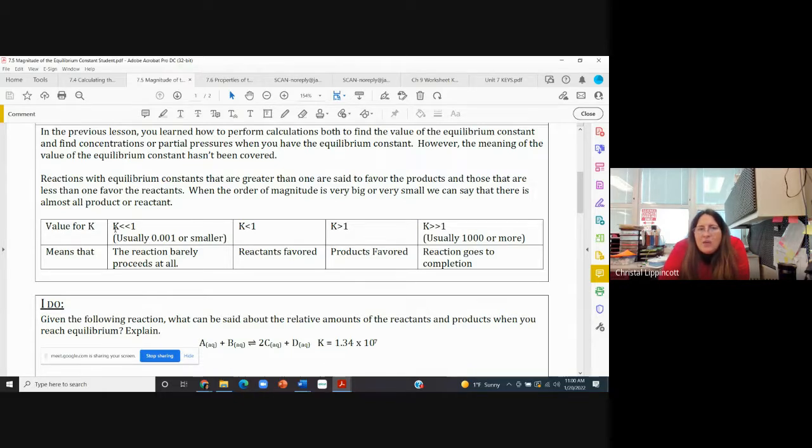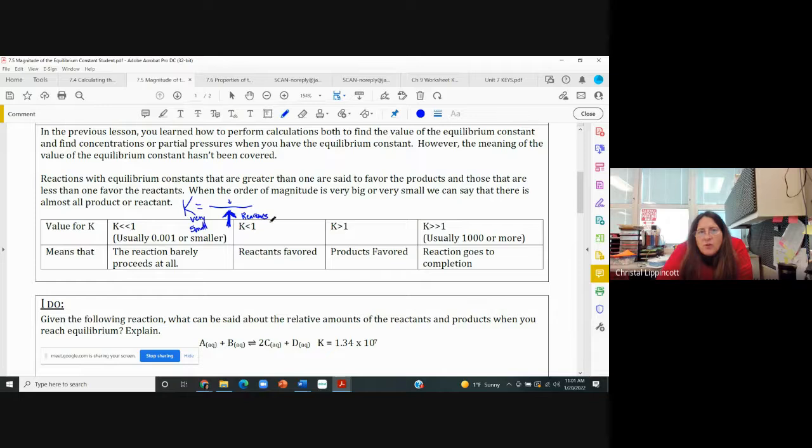Now, if your K value is really small, so if this is a tiny number, that means that this number down here has to be very large, and this number up here has to be small. This number represents what? Reactants. So your reactants are favored. We're going to have most of the stuff as reactants and very little as product. Does that make sense?